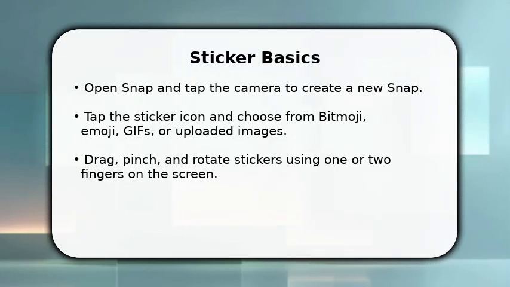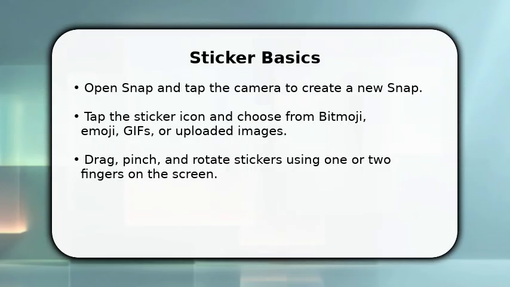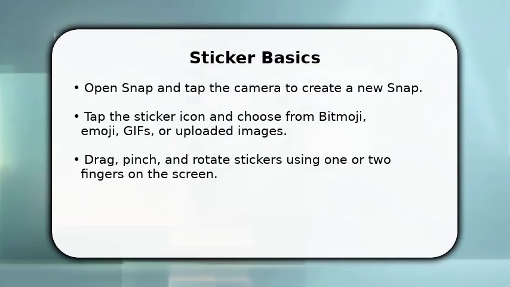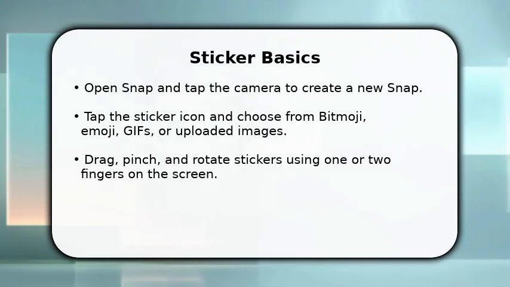Open Snap and tap the camera to create a new snap. Frame your subject and adjust lighting before adding stickers. Tap the sticker icon in the top right to open the sticker tray. Choose from Bitmoji, emoji, GIF, location tags, or uploaded images from your camera roll.